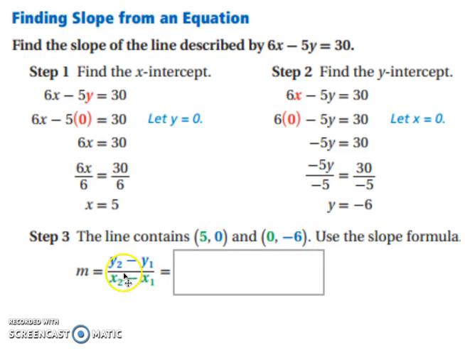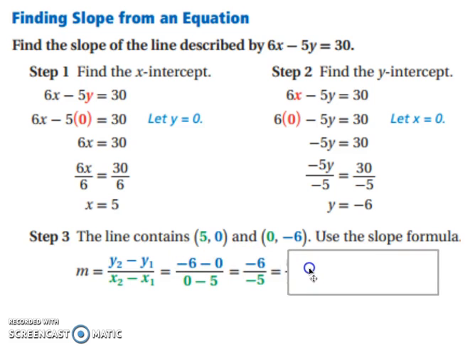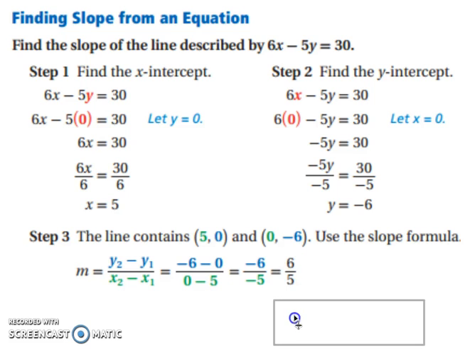And now we can use them in our slope formula. So we have y2 minus y1 over x2 minus x1. So negative 6 minus 0 and 0 minus 5. That gives you 6 and negative 5. So negative 6 divided by negative 5 is simply positive 6 divided by positive 5. And that ends our lesson on the slope formula.